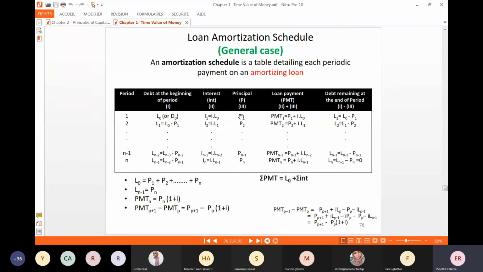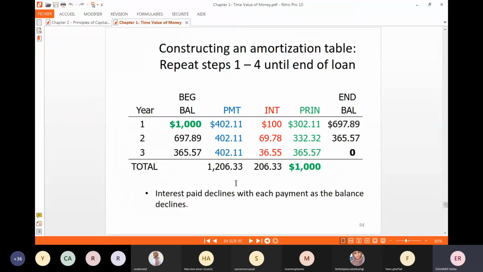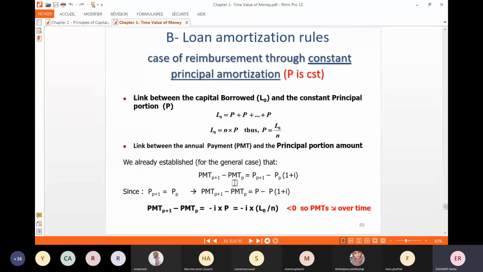In this case, computing the principal portion is simpler than in the case of reimbursement through constant payment, since all the principal portions must equal the original principal borrowed divided equally. It means that P, the periodic principal portion, could be annual, monthly, etc. Each principal portion is simply the amount borrowed over the number of payments that we will make, the number of principal portions that we will reimburse. Simply P is equal to L0 over N.